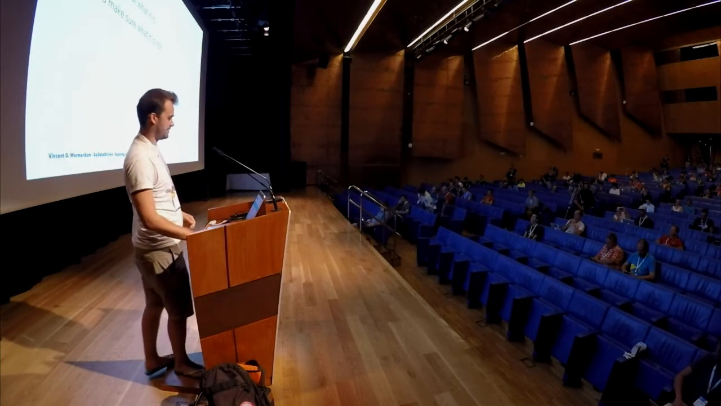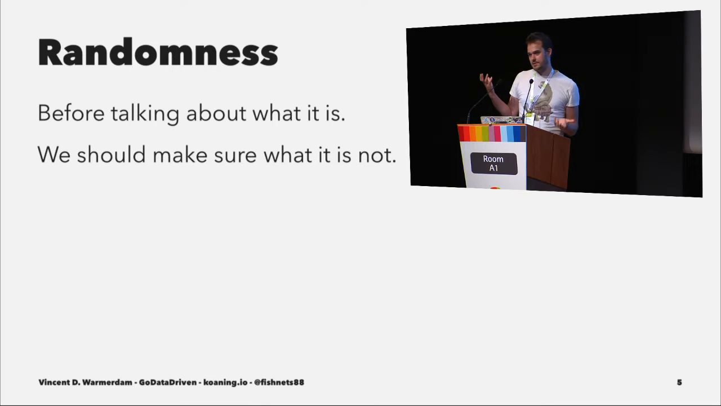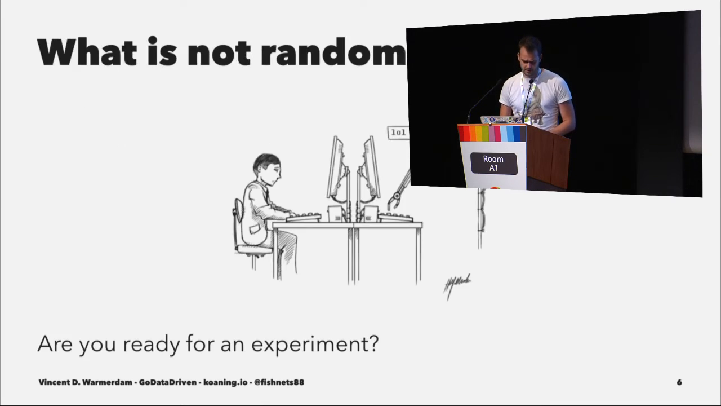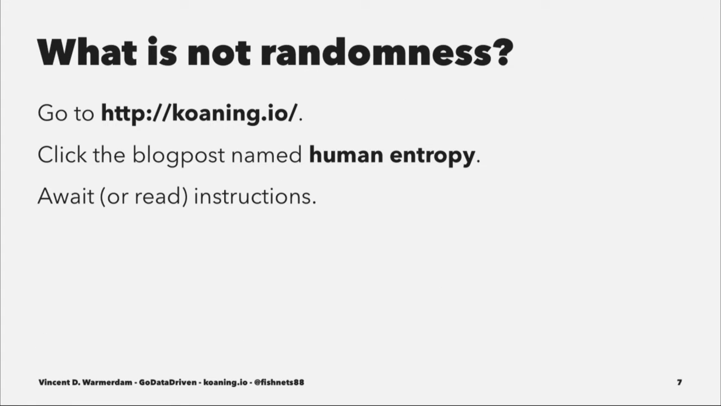So, randomness. Before talking about what randomness is, because we're going to be sampling, we should be sure that we understand what randomness isn't. Because we're humans, and computers nowadays tend to be a little bit better at understanding randomness than we are. So if you could all please go to the website that I've just told you about, we're going to do a bit of an inverse Turing test.